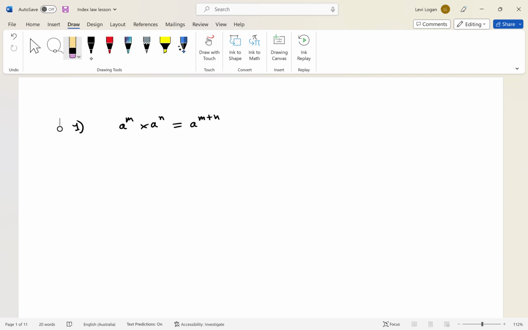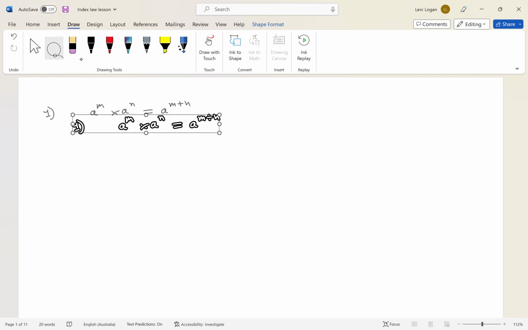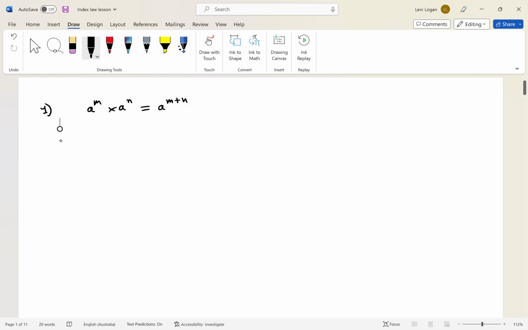If you want to copy that down, you can. I'm going to make the whole thing a bit smaller and move it up here. So our second index law: if you have a to the m divided by a to the n, that's the same as a to the power of m minus n. It's pretty much cancelling the number on top.